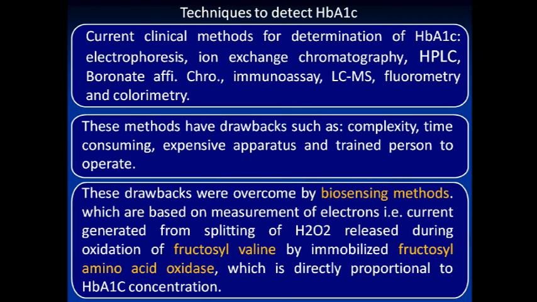So to eliminate these drawbacks, some techniques are overcome by biosensing methods, which are based on measuring the electron current generated from the splitting of H2O2 released during the oxidation of fructosyl valine by immobilized fructosyl amino acid oxidase, which is directly proportional to the glycated hemoglobin concentration. So the biosensing method is the prominent and advanced method. If the glycated percentage is 6, the patient has been suffering from raised blood glucose for the last 3 months.